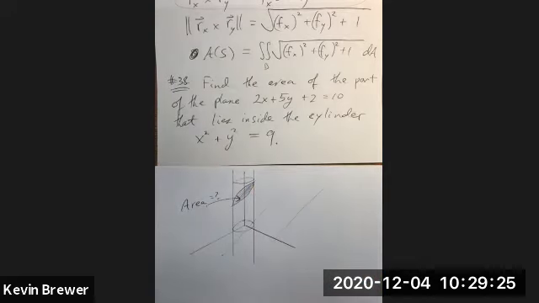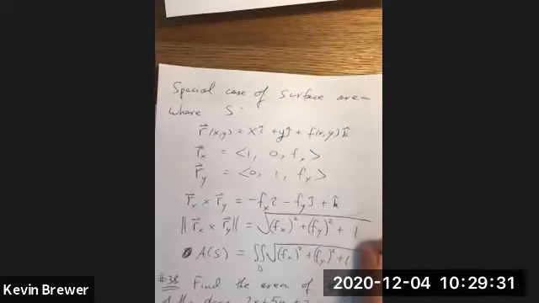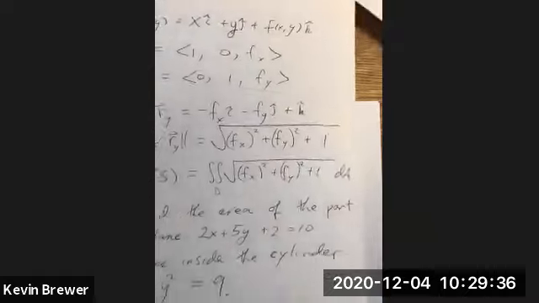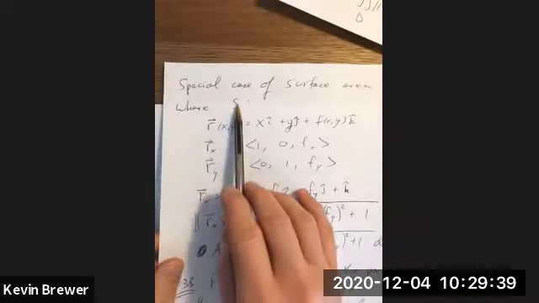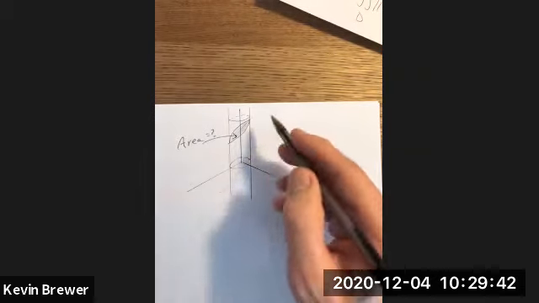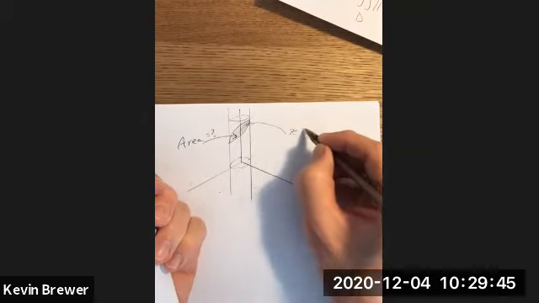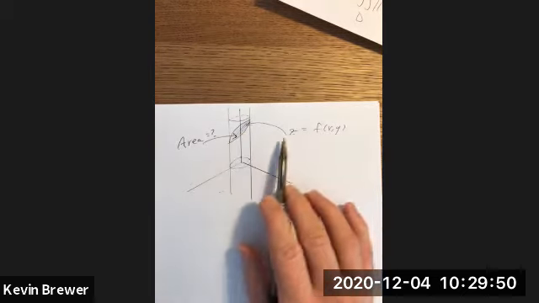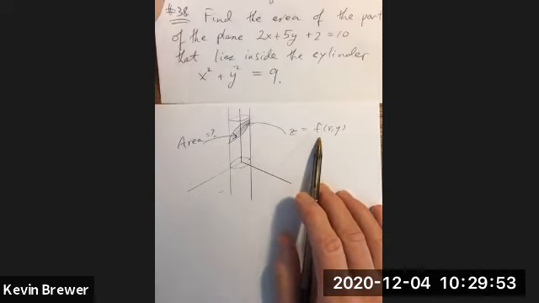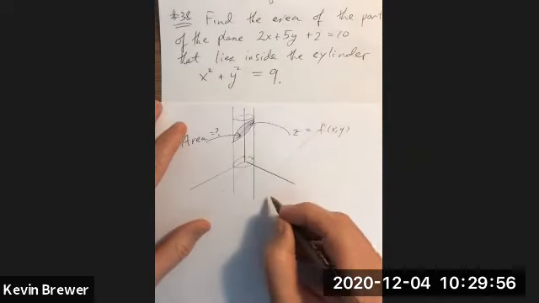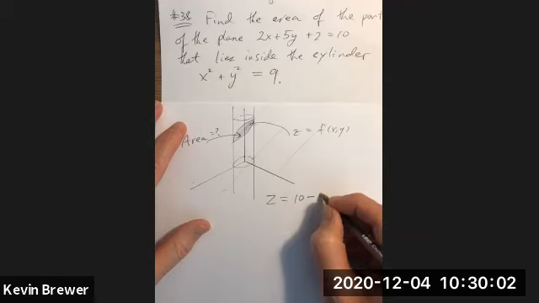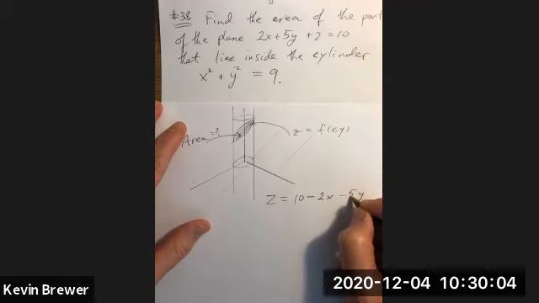Well, is this the special case? Do we have to do the general case, or do we have the special case? And the answer is we have the special case, because for the surface that we're interested in, z is a function of x and y. Z is equal to 10 minus 2x minus 5y.